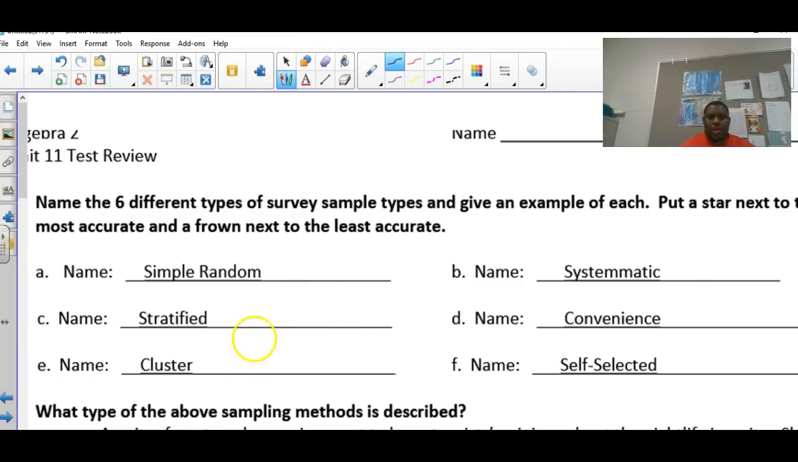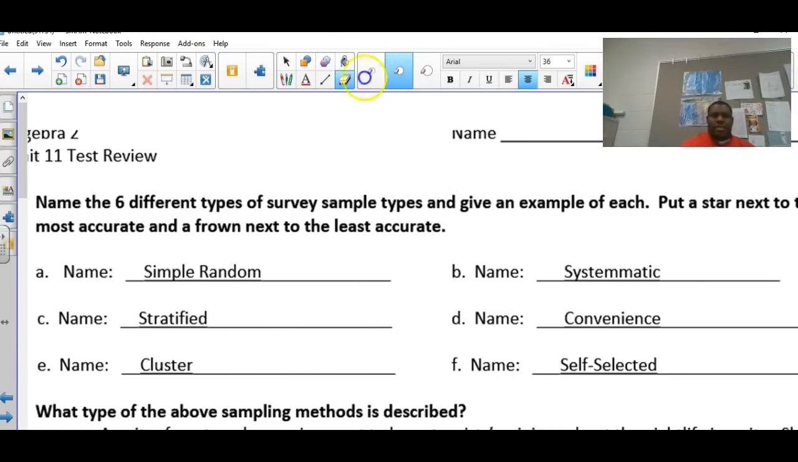Cluster is, again, putting them in groups. But if I have 9th, 10th, 11th, and 12th, I pick the whole group. So tomorrow, all 11th graders are taking this Algebra 2 test. I picked the whole group. They're going to do the survey. Y'all got it? The whole entire group.